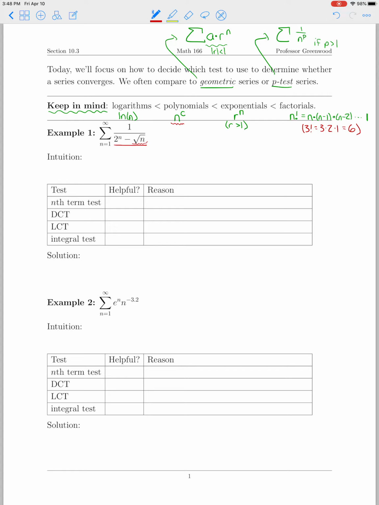And so I know that the n to the 1/2 is much smaller than a 2 to the n, which is exponential. And so my intuition should be that overall this series is approximately like 1 over 2 to the n. And I know that that converges because it's going to 0 exponentially fast, or in other words, it converges because it's geometric.